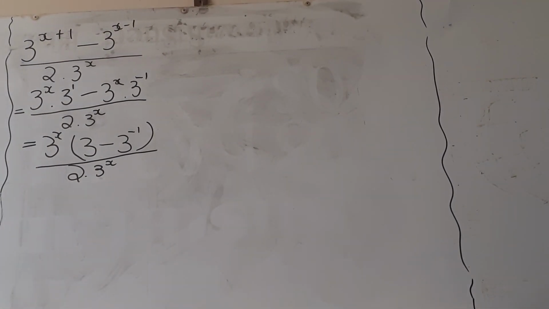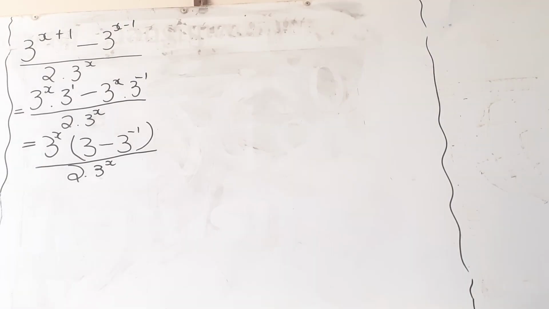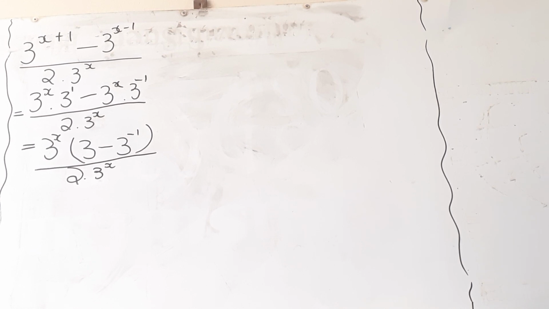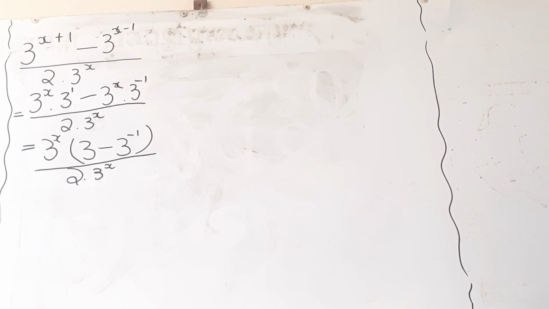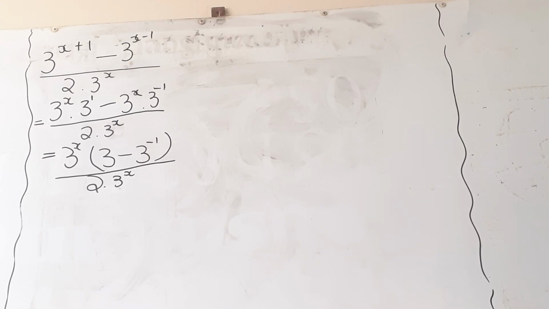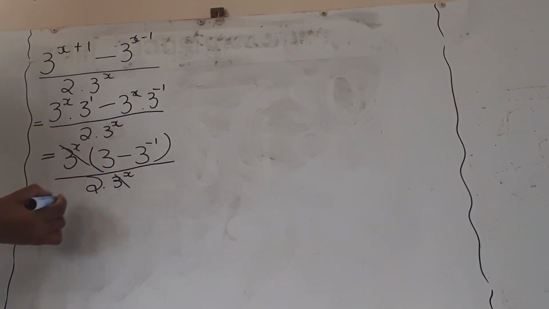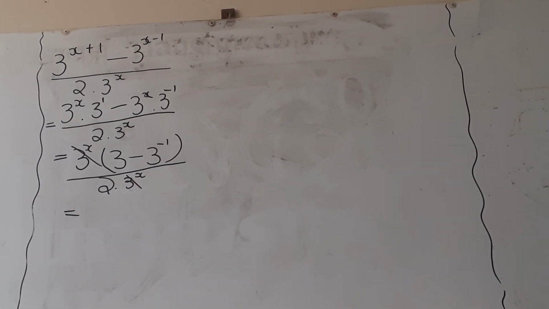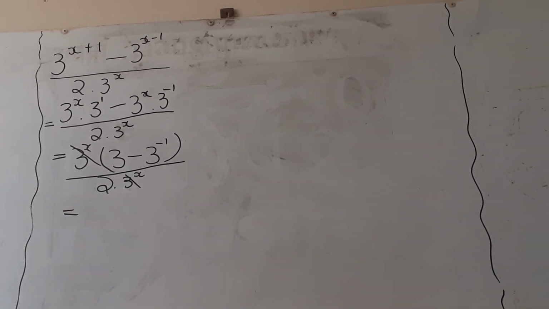So the reason why we minus the factors inside the brackets is because the terms were separated by a minus. So 3 to the power of x is outside, and then that will be 3 minus 3 inside. So the bracket can be solved with a calculator. The next step now will be to cancel the 3's. So this will cancel this. And then we say 3 minus 3. We can rewrite this.